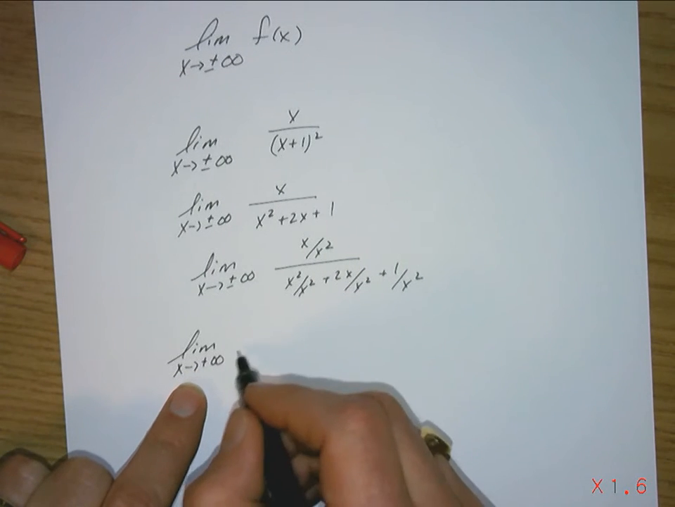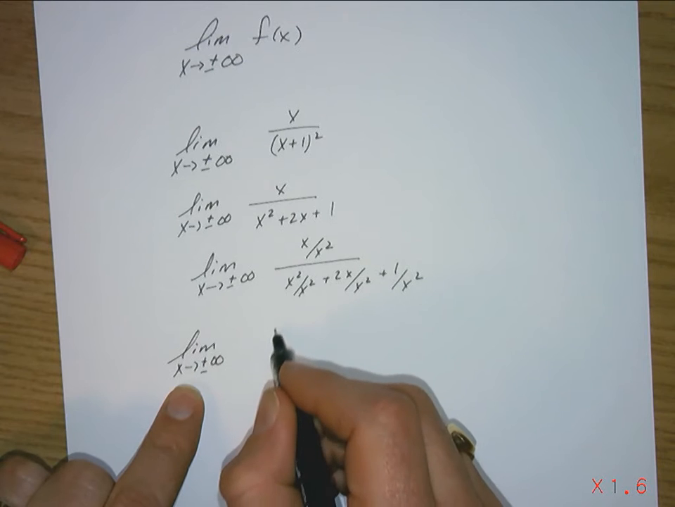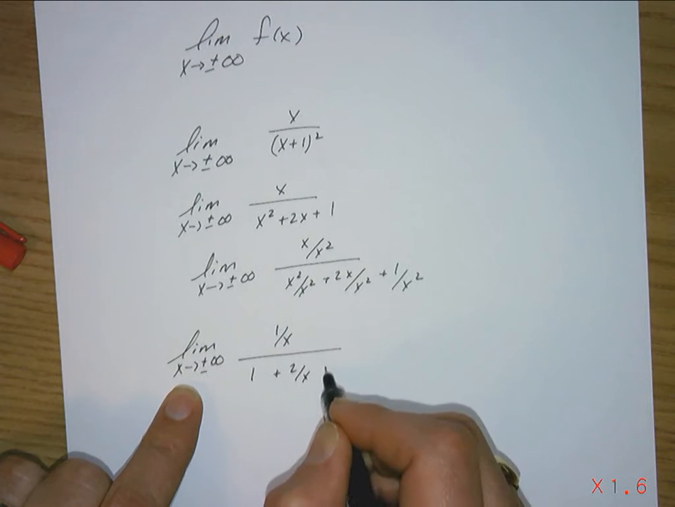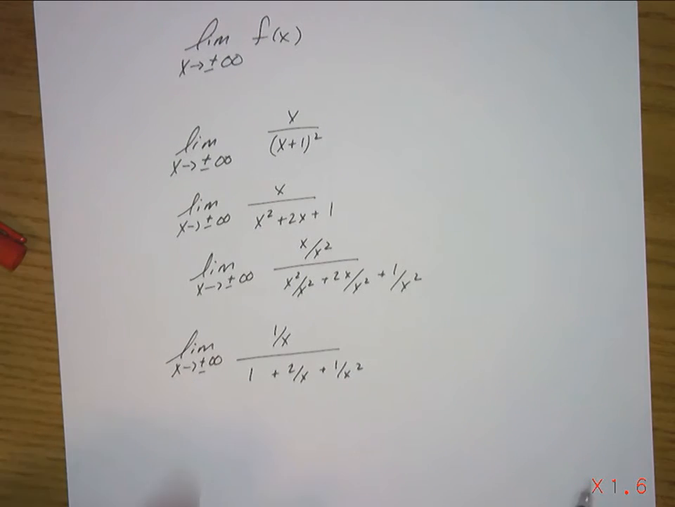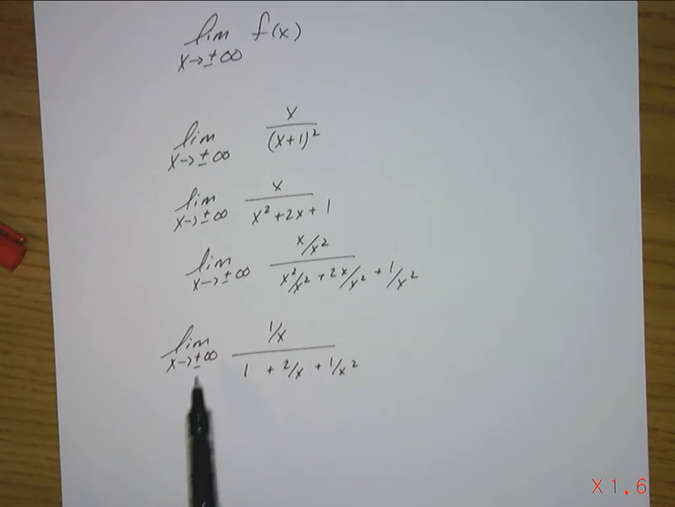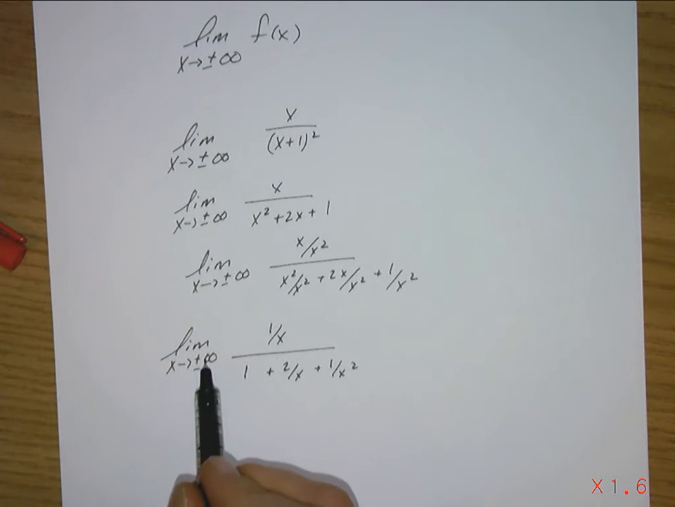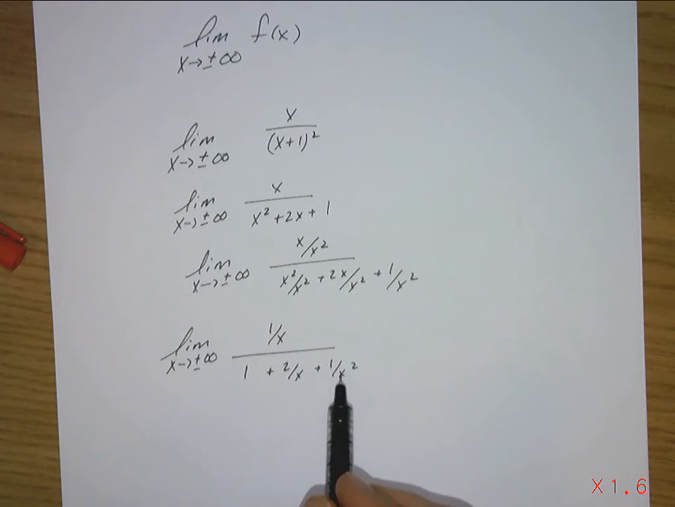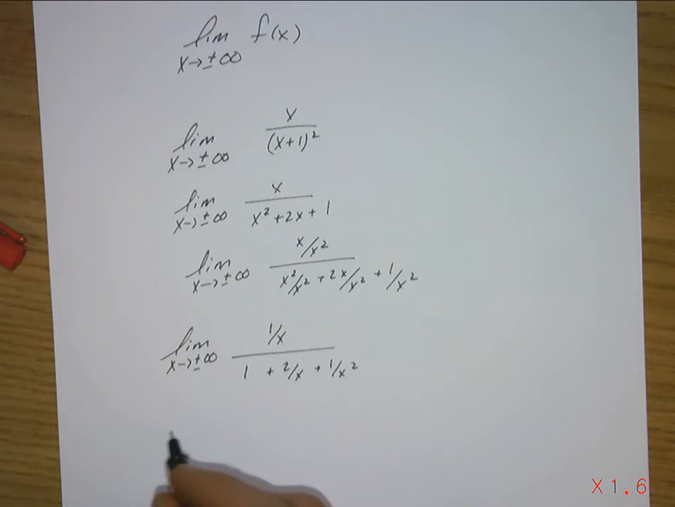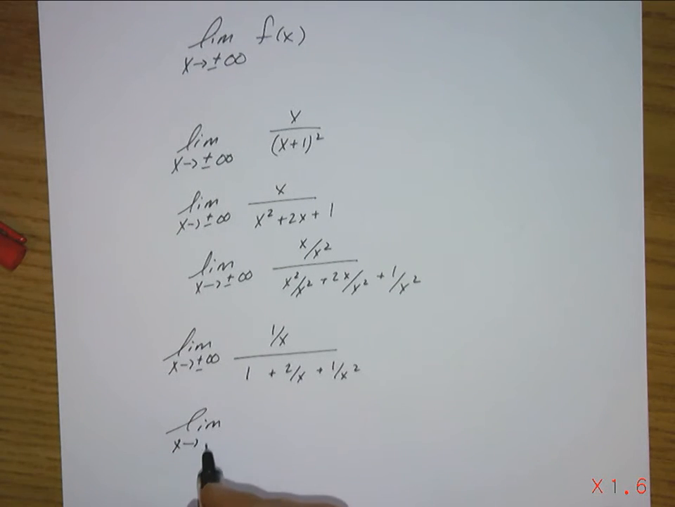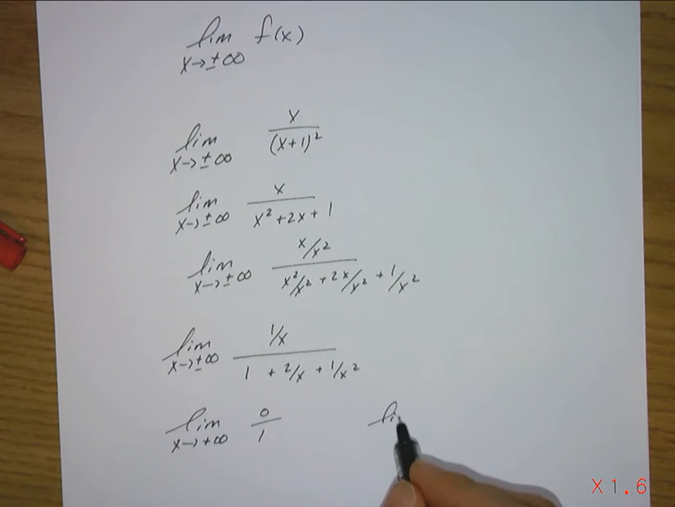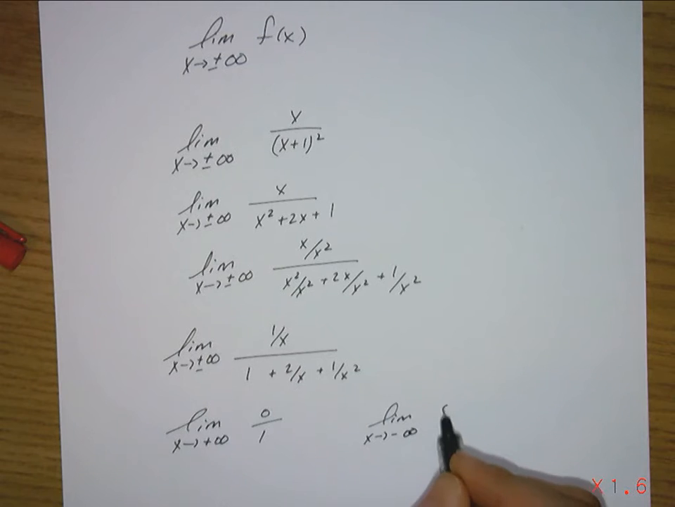Oh, wait a second. Before I even start that, sorry about that, guys. I should do this: 1 over x over top of 1 plus 2 over x plus 1 over x squared. Okay. Now, if I put in a larger and larger and larger positive number into here, I'm going to get 0, and I'm going to get 0. So this whole thing is going to go to 0. So the limit in the one direction is going to be 0 over 1. Now, the other one in the other direction is also going to be 0 over 1.